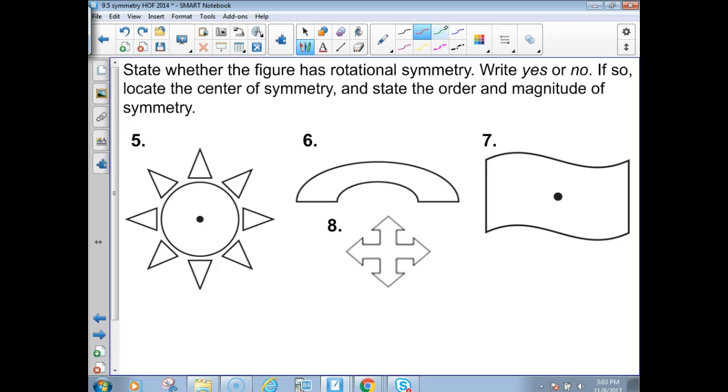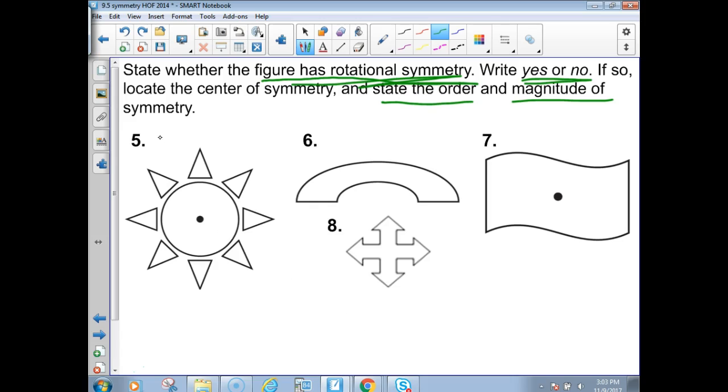All right, now the next question is actually asking you, and I know you guys had to flip your page, to state whether the figure has rotational symmetry. We got to write yes or no. And if it does, then we have to locate the center of symmetry, state the order, and the magnitude.